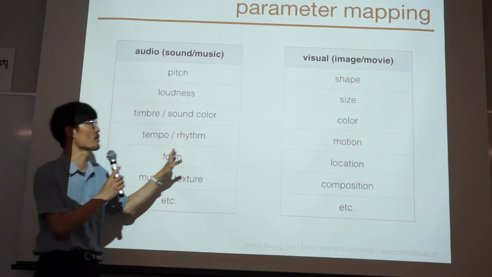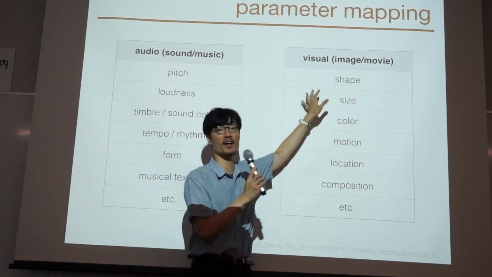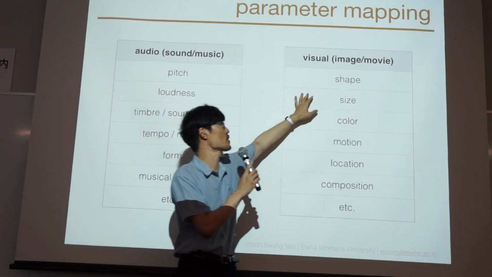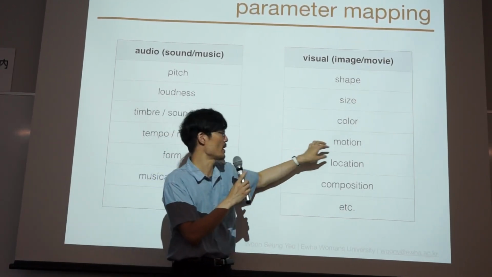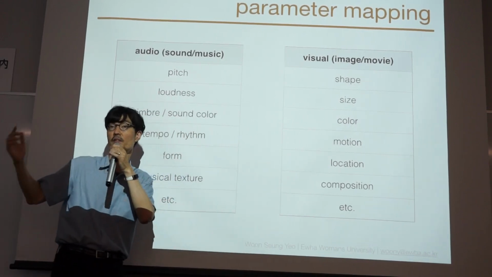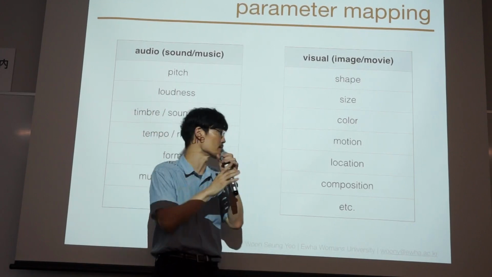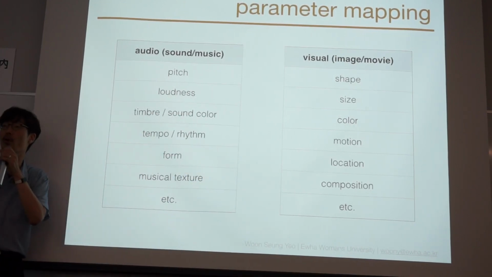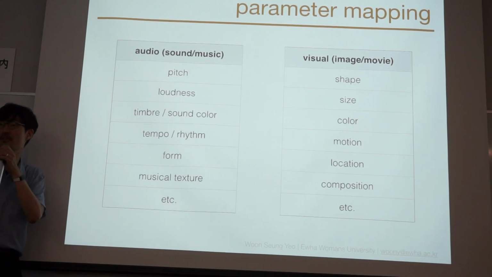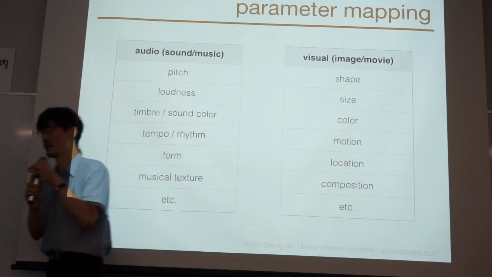And on the other side here, in the visual domain, we have these kind of basic elements: shape, size, color of a visual object. And the object can move, or the object can be located at a different part of the screen, right? And based on how we organize the visual objects on screen, we can get different compositions. Right?